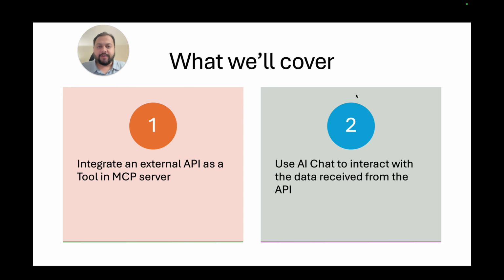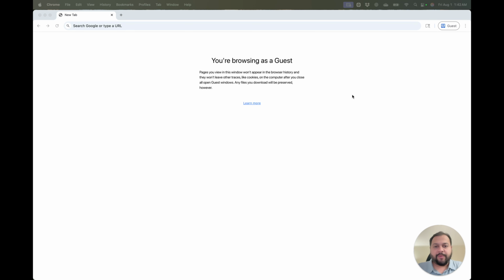In this tutorial, first we are going to integrate an external API as a tool to our MCP server. And second, we are going to use AI chat to interact with the data that we received from the API. In this example, I'm going to use an API hosted by Postman. Of course, it's a dummy API. You can go ahead and create your own APIs and test it out, but in the interest of time, I'm going to use an existing API which is already hosted on public internet.